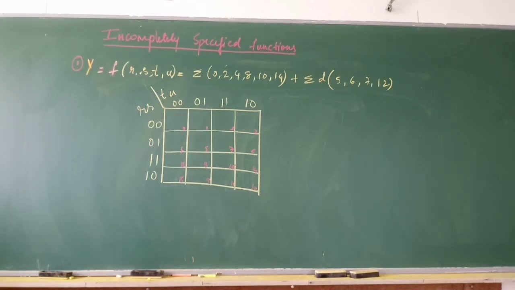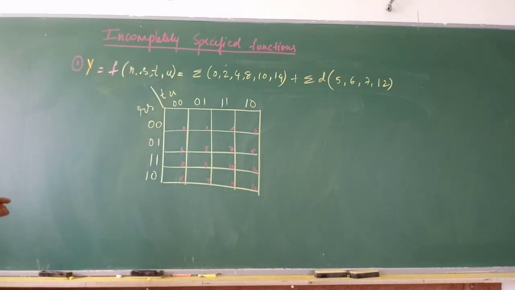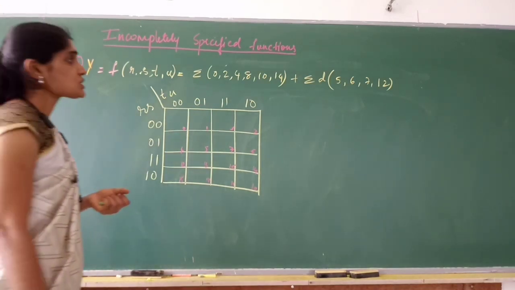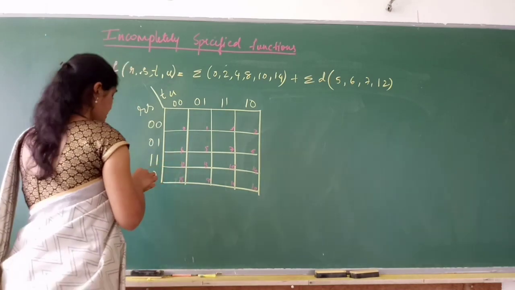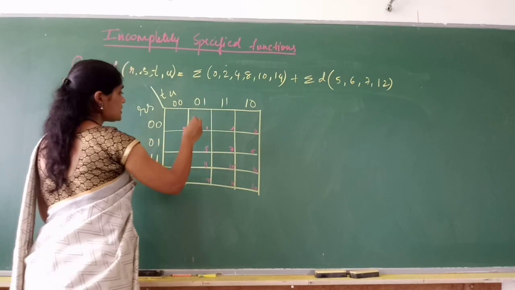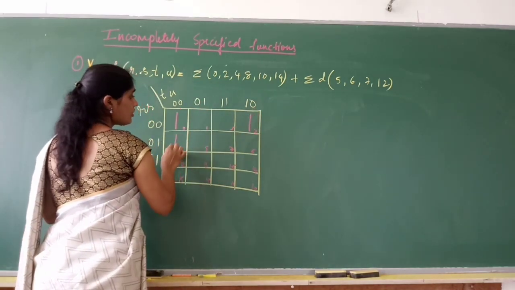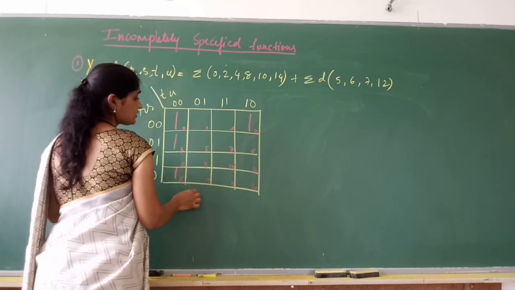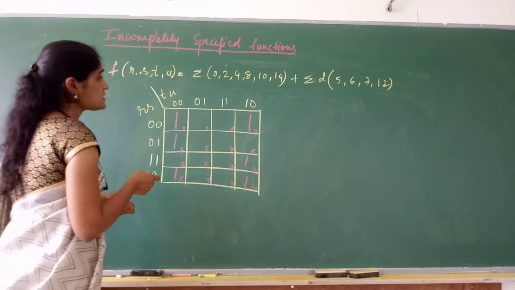Y is equal to f of r s t u is equal to summation 0 to 4, 8, 10, 14 plus summation d. D means don't care term 5, 6, 7, 12. So now write the K-map and fill the mean terms. 0, 2, 4, 8, 10, 14 are mean terms. Don't care terms 5, 6, 7, 12.